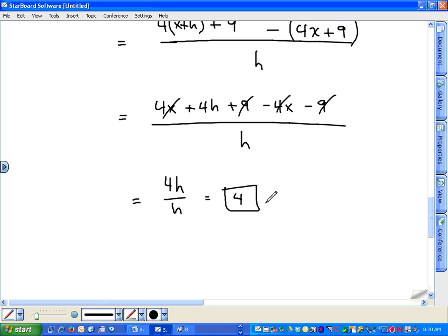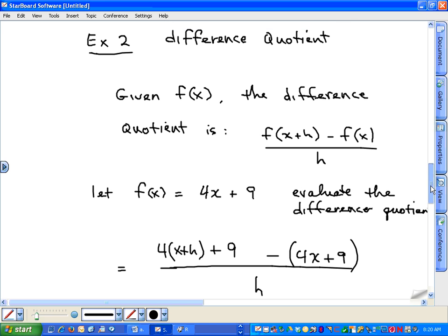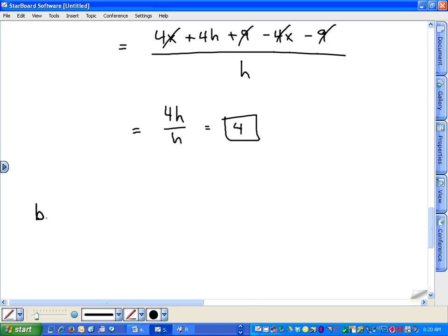Let's try a little more complicated one. What example are we on? 2? Let's do part B. Let g of x is equal to x squared minus 4x plus 1. So a little more of a complicated function now. We have a quadratic function. It's the same thing, you do the same exact thing, but there are more ways you could make simple arithmetic mistakes, so be careful. I want you to evaluate.